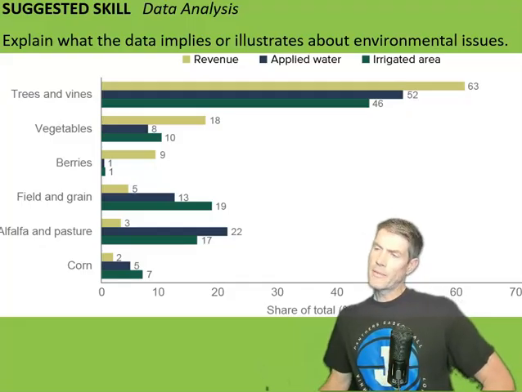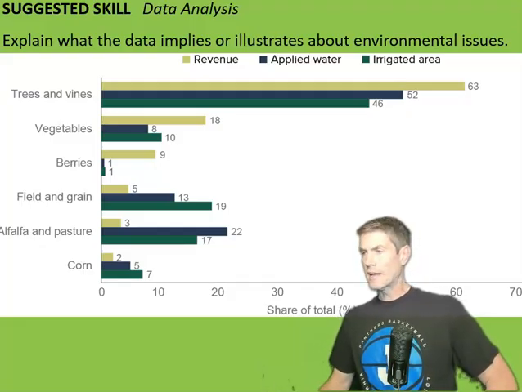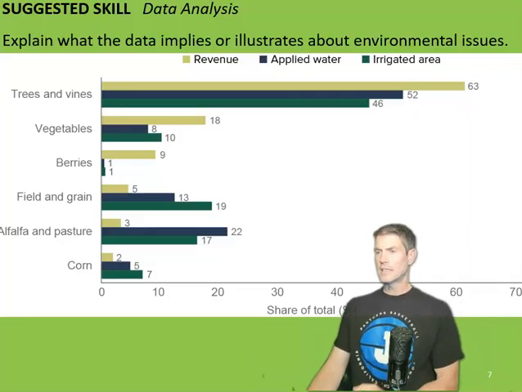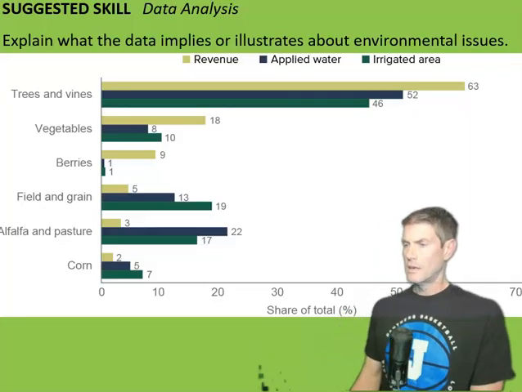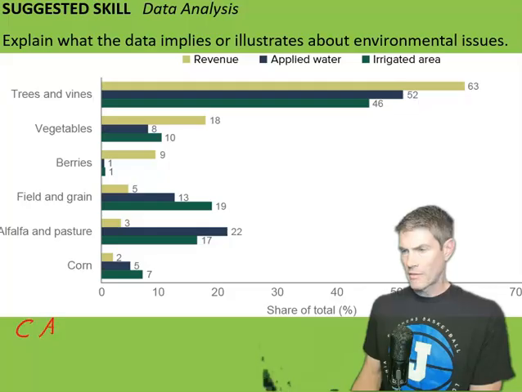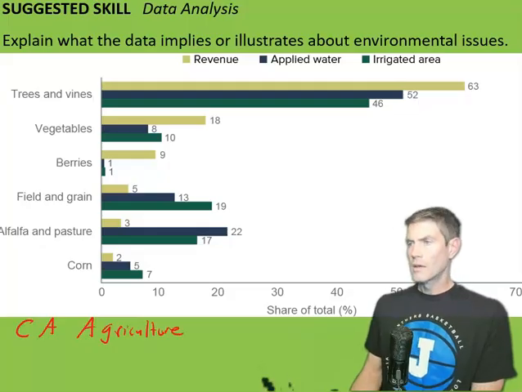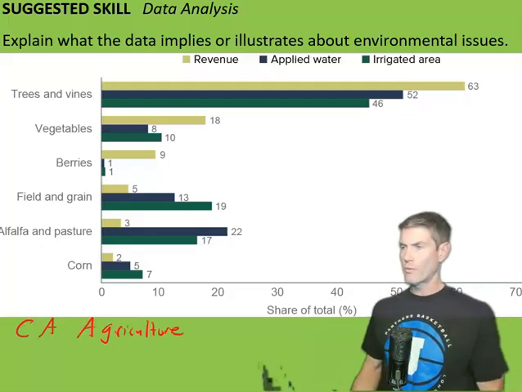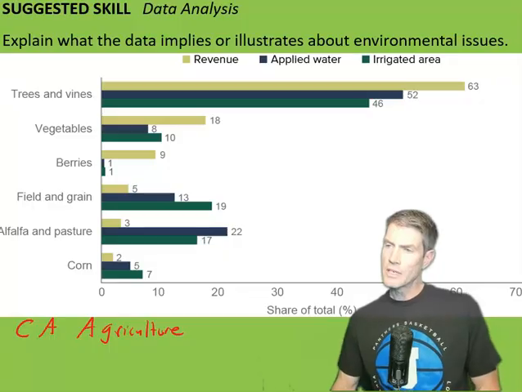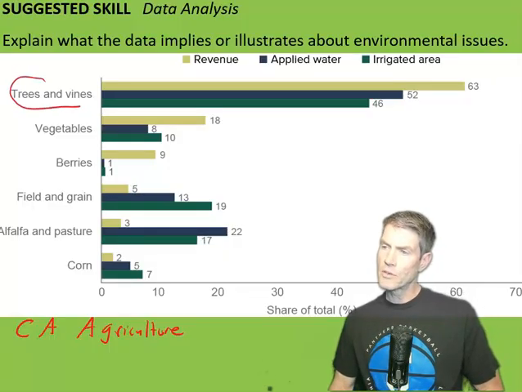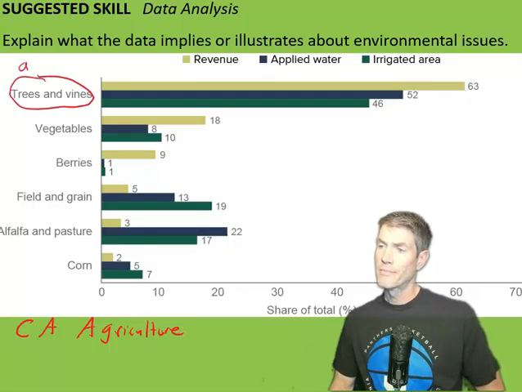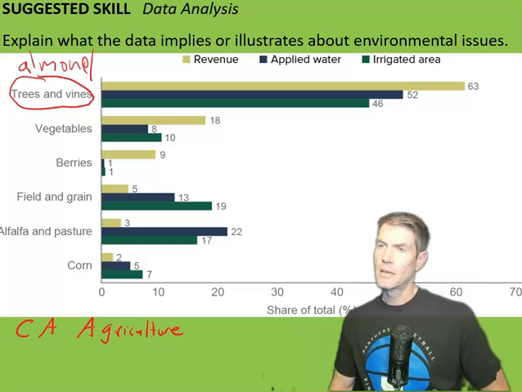So here's a good example, a suggested skill, data analysis. Looking at this data, this is California agriculture. What we basically use water for. So you can see trees and vines. So this would be like almond trees and grapes, to be specific. Almonds. Write that again.